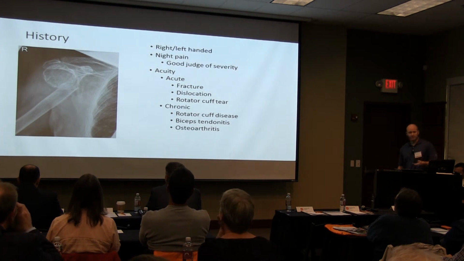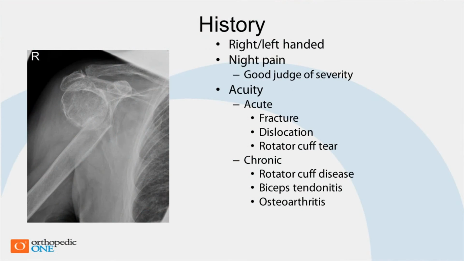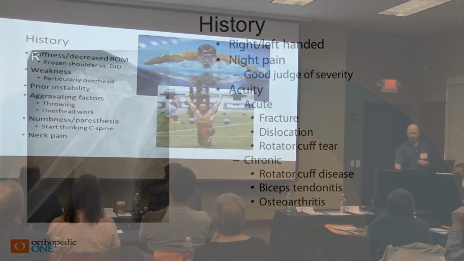Night pain is another thing that's really important with shoulders. Night pain is what's often going to get people into the office. When you can't sleep at night, your quality of life goes down, and then you want to get taken care of. Acuity: obviously fractures, dislocations, acute rotator cuff tears are things that are going to find us very quickly. But in most cases, for what you're going to see, it's going to be chronic disease: rotator cuff, biceps, and osteoarthritis type problems.